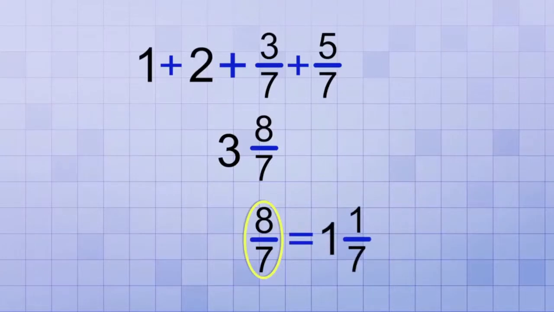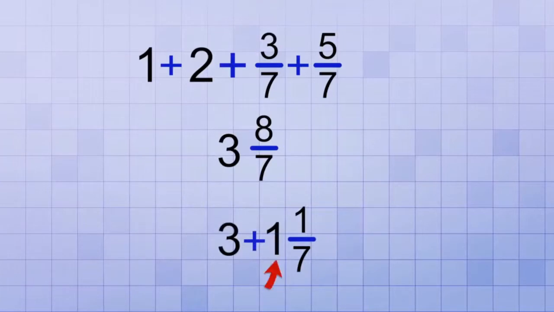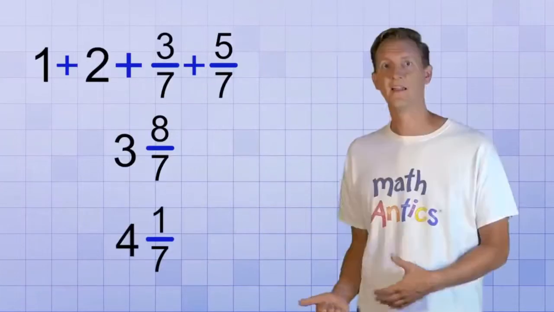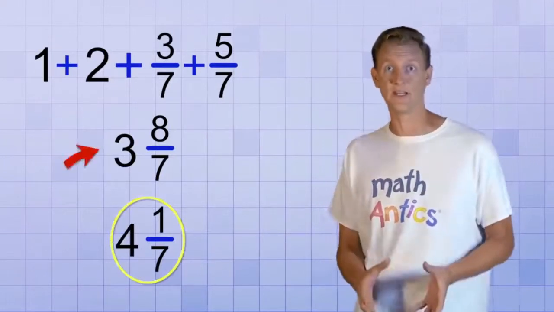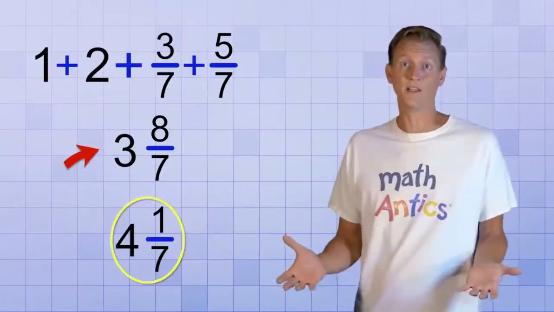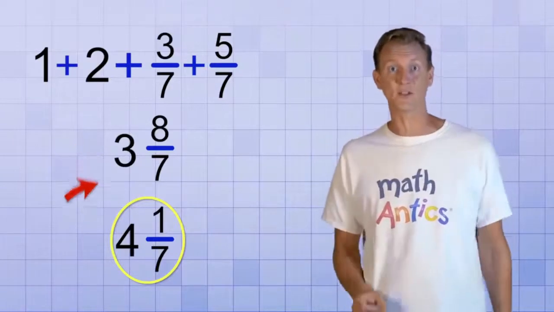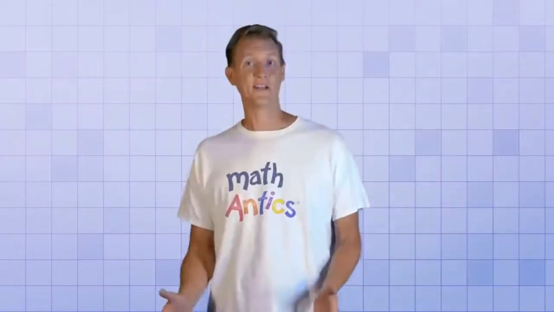So just like in the last example, we can add that extra 1 to the whole number part of our answer, which gives us 4 and 1/7. It's a much less confusing answer than 3 and 8 sevenths, which almost sounds like it's less than 4, but it's actually more than 4. Are you getting it so far?